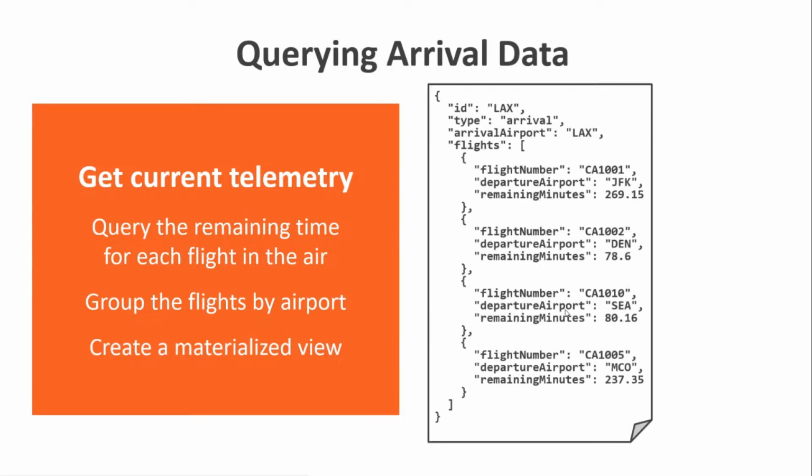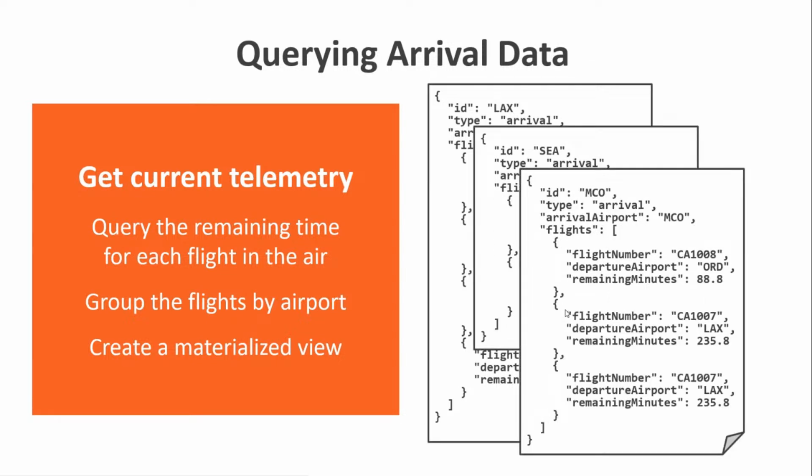So you want to create a materialized view that just creates documents like this. You see, this is one for LAX. This is one for Seattle. This is one for Orlando, and each one has an array of flights that are arriving at that airport. And these documents are maintained as the planes are flying by a microservice that is called the arrivals microservice.